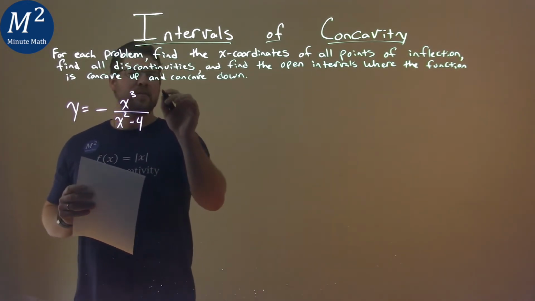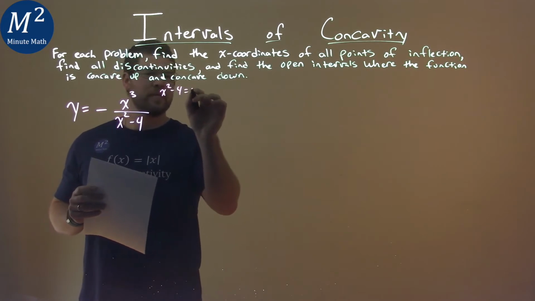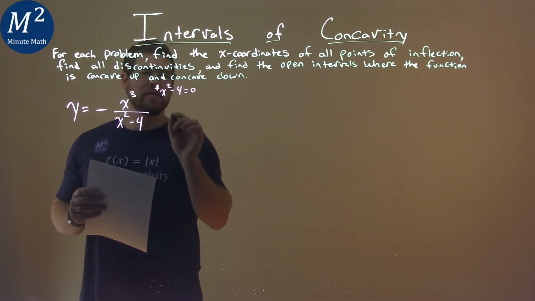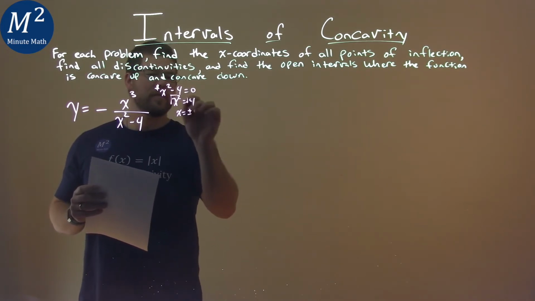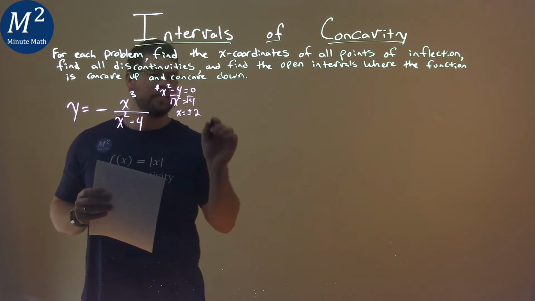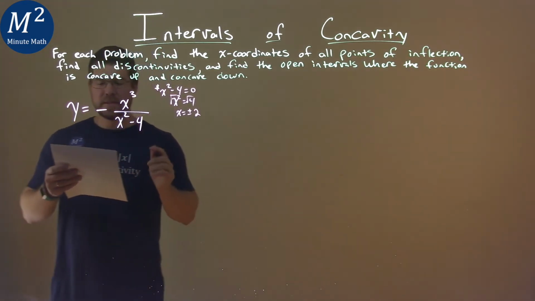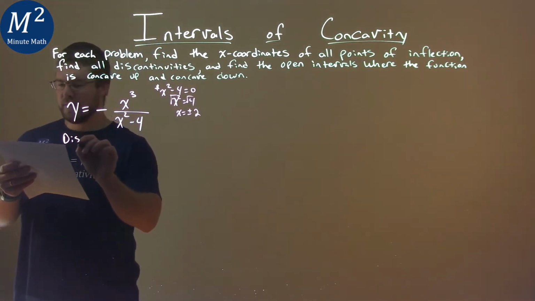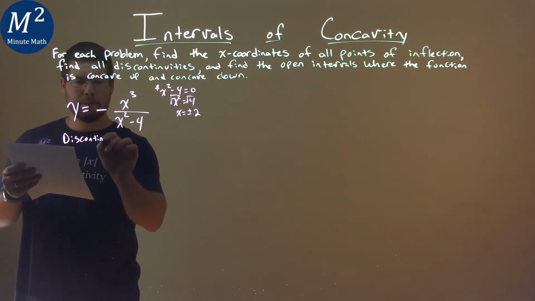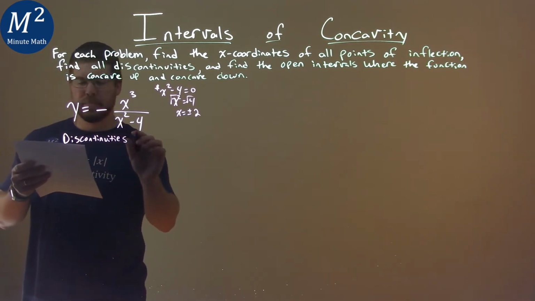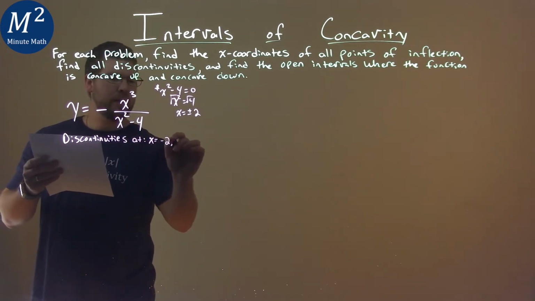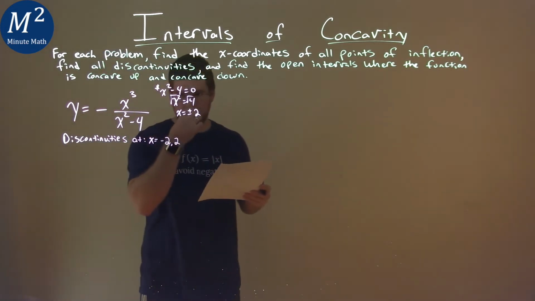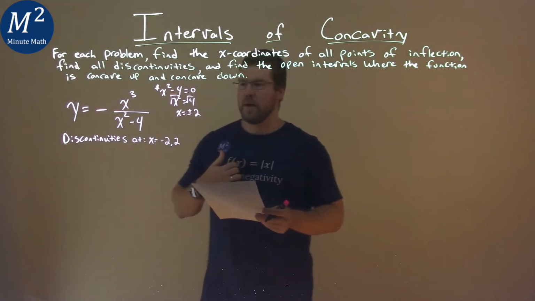So I take that x squared minus 4, set it equal to 0. It's kind of easy to do. x squared equals 4, x equals plus or minus, well, take the square root of both sides, plus or minus 2. So we have discontinuities at x equals negative 2 and positive 2. And we'll keep that in mind.